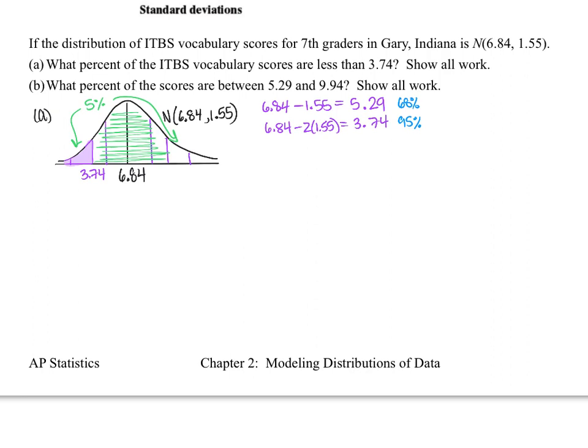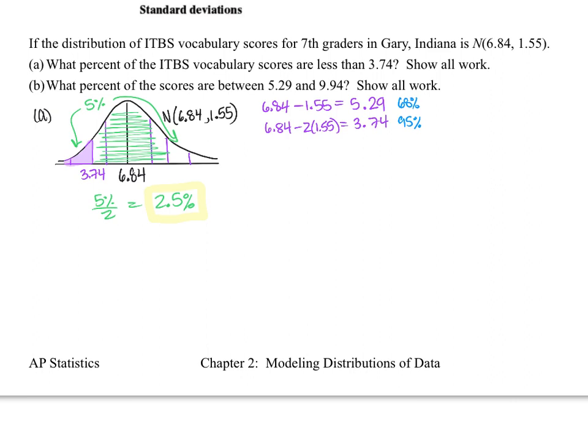So the answer to the question is the area to the left of 3.74 is 1/2 of the 5%, or 2.5% of the area under the curve, and that represents the percent of the vocabulary scores that are less than 3.74. Let's move on to question B.